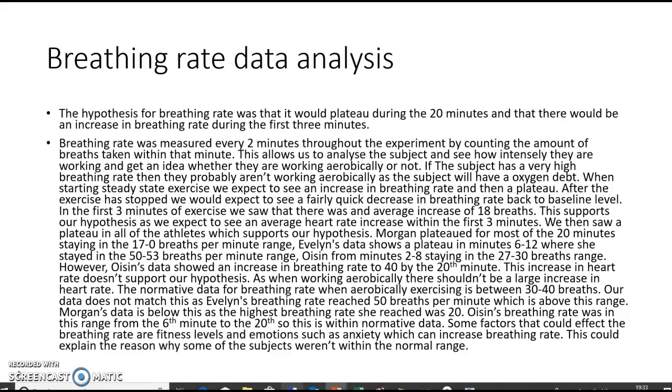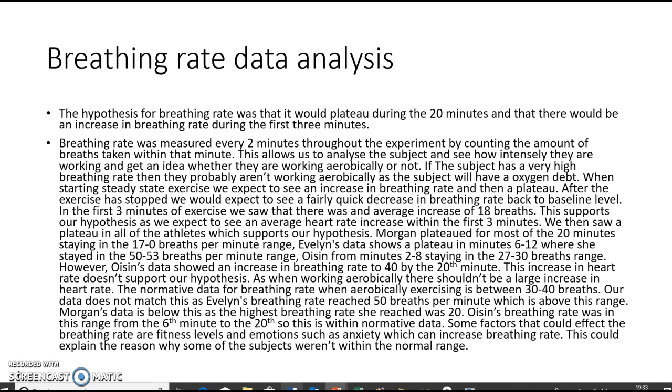When steady state exercise occurs, we expect to see an increase and then a plateau in the breathing rate. After exercise, we expect it to decrease quickly to baseline. In the first 3 minutes of exercise, we saw an average increase of 18 breaths, and this supports our hypothesis. We then saw a plateau in all three subjects, which also supports our hypothesis.